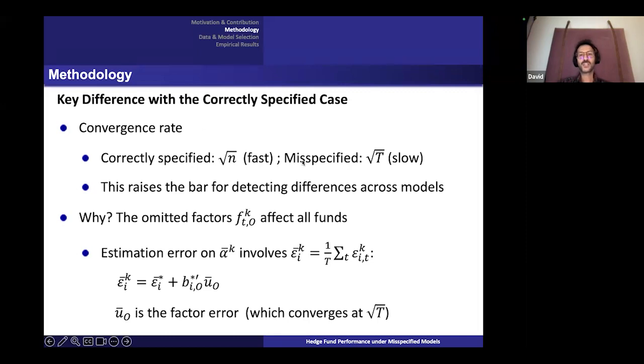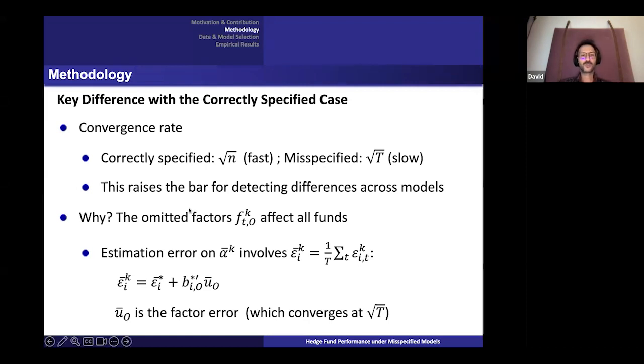When you have misspecification, this is square root of T, so the convergence is much slower, and especially with hedge funds, where you have monthly observations over a couple of years, so square root of T is typically small. So this raises the bar for detecting differences across the models, right? So we will see that rejection of two models being equal, being the same, is less likely to happen.